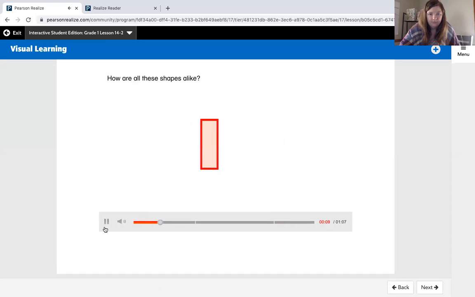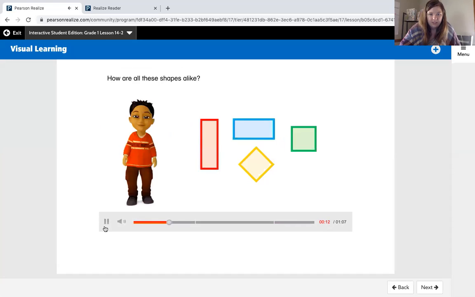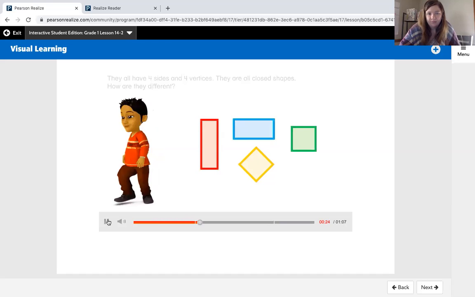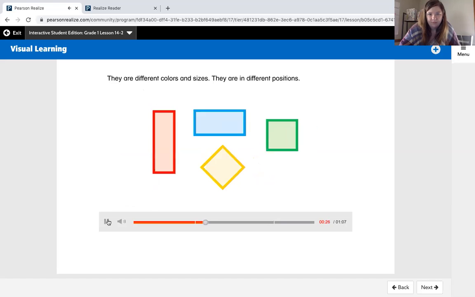How are all these shapes alike? I see the shapes are alike because they all have four sides. They all have four sides and four vertices. They are all closed shapes. How are they different? They're different because they're different sizes. They're also different colors. What do you see that makes them different? They are different colors and sizes. They are in different positions.